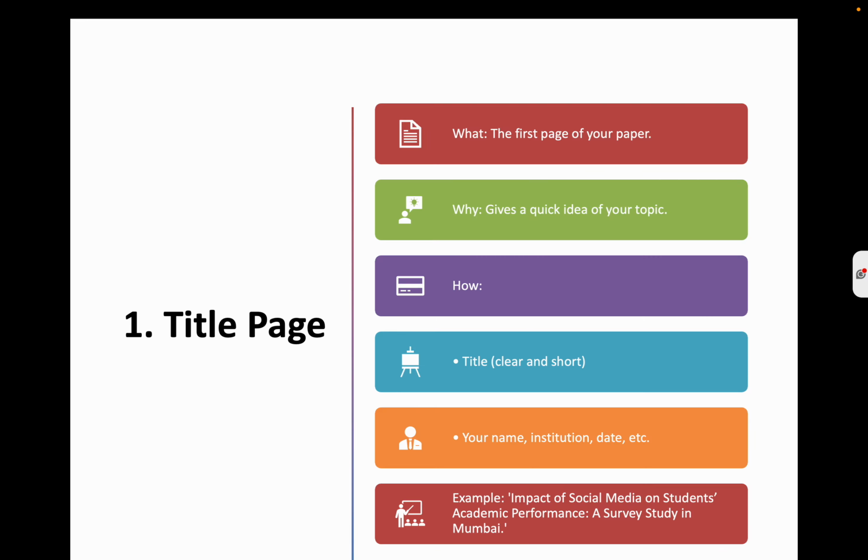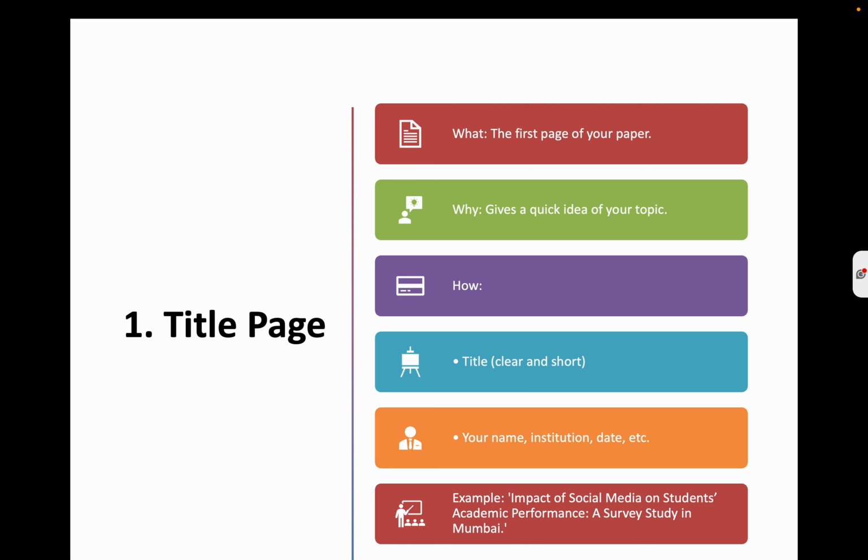Now first is your title page. Basically this is the first page of your research paper. It gives the topic and your basic details. So you have to give your name, your affiliation, and your designation can also be written. Basically this will give a glimpse of your entire credentials.